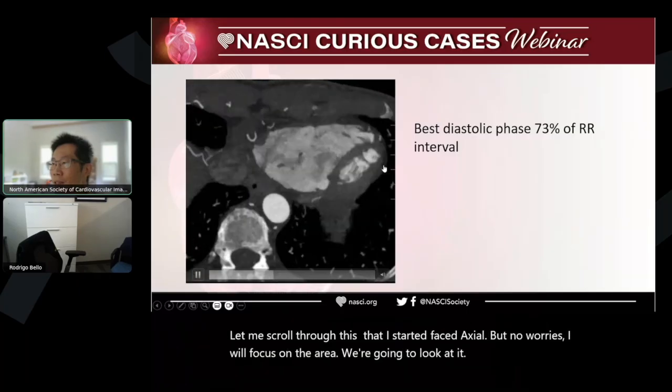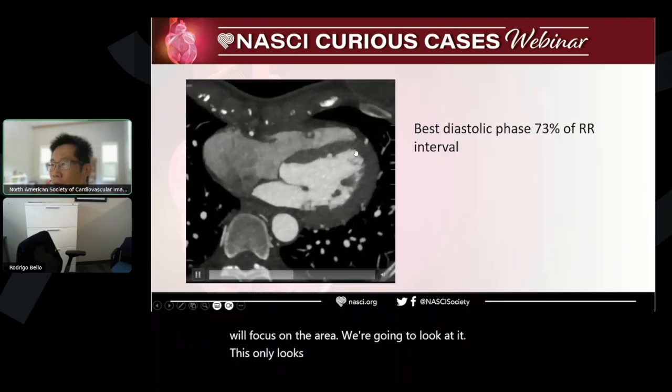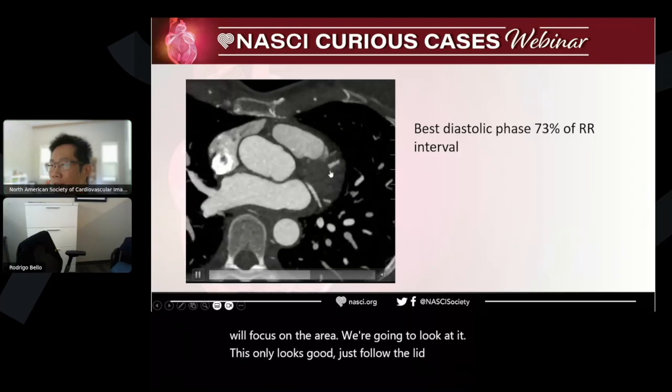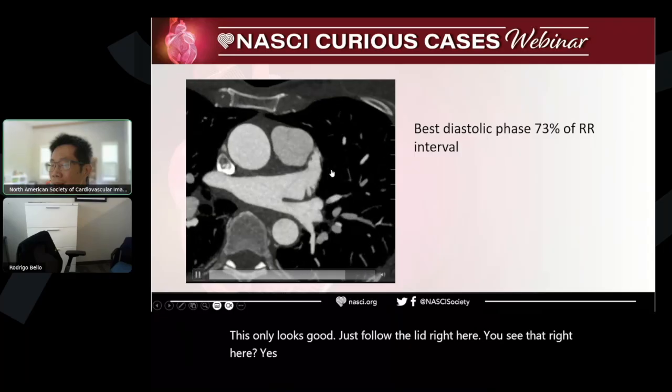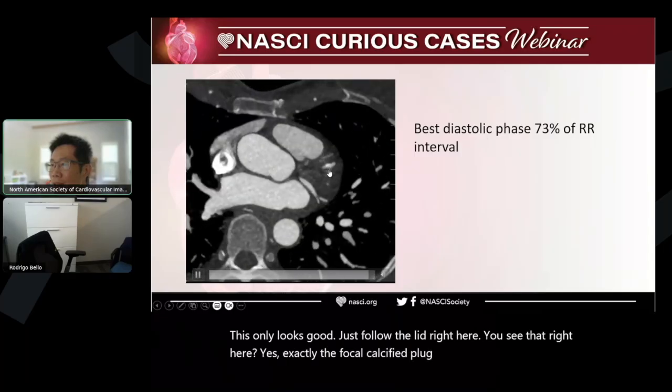Distally looks good. Just follow the OAD right here. You see that right here? Yes, exactly. The focal calcified plaque right here. Otherwise, it looks pretty good.